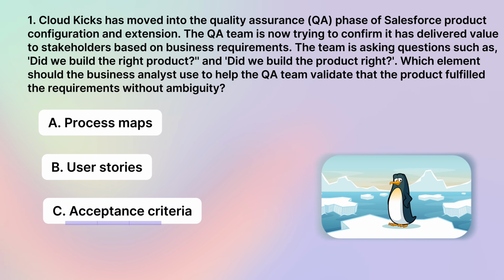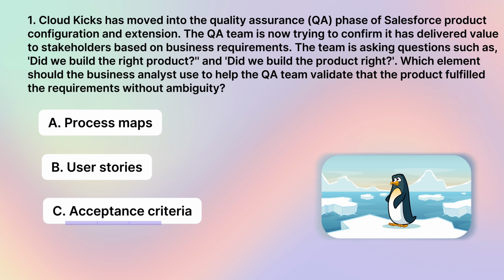To help the QA team validate that the product fulfills the requirements without ambiguity, the business analyst should use C. Acceptance criteria. Process maps are valuable for visualizing and understanding business processes, but they may not provide the detailed, specific criteria needed for validation during the QA phase. User stories provide a narrative description of a feature from an end user's perspective, but they may not capture all the detailed conditions and criteria required for testing and validation.